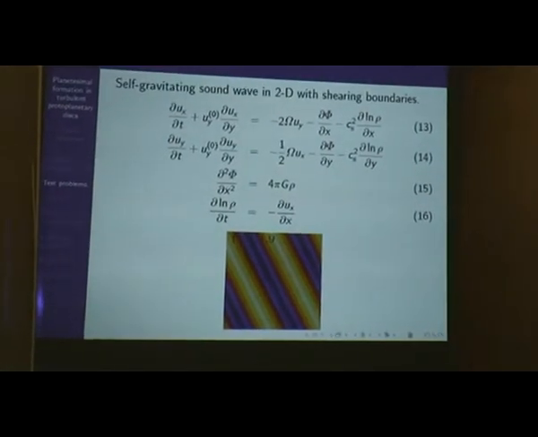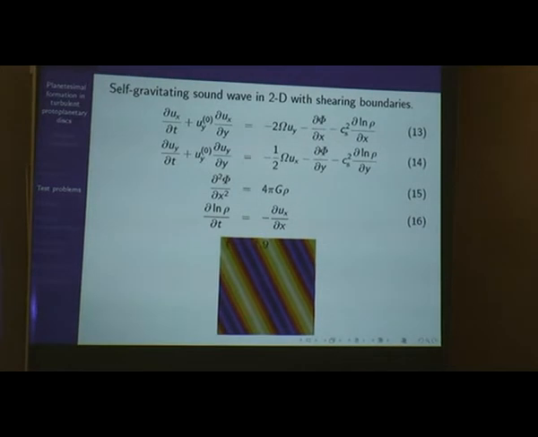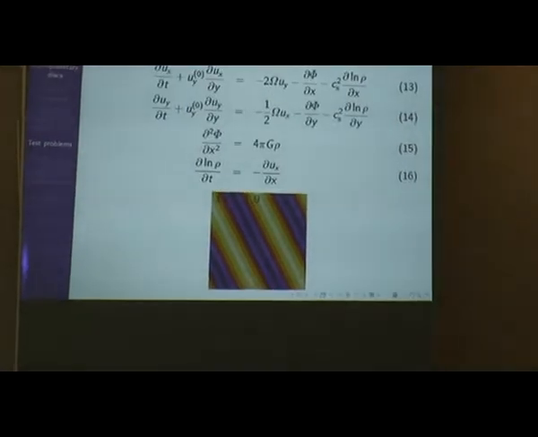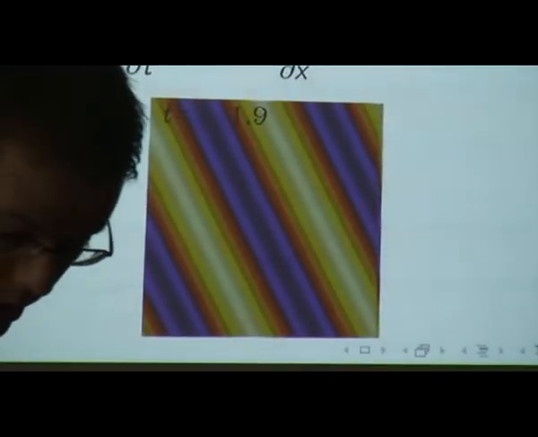So then we tested a few things. We tested self-gravitating sound waves. It's actually self-gravitating shear waves. So we start out with a non-axisymmetric initial condition, some kind of sound wave, and then, because there's really no analytical solution anymore, we integrated the linear equations numerically, and we compared with the result of the code, and we again got very good correspondence.